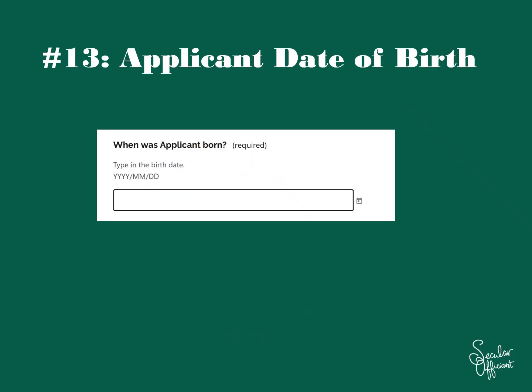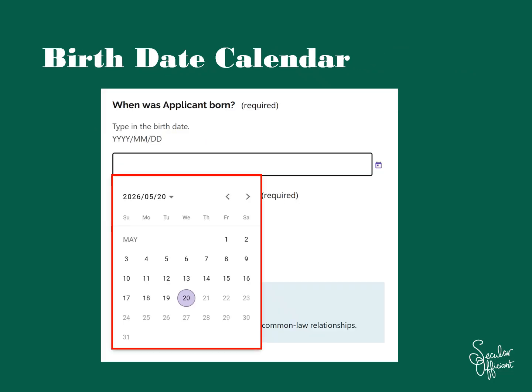Step 13 is indicating when you were born. The format is year/month into numbers/day into numbers. You can click into the box to type the date or click on the calendar button to the right of the box. The calendar will appear and you can click on the date with the arrow pointing down in the top left corner to select the birth year.